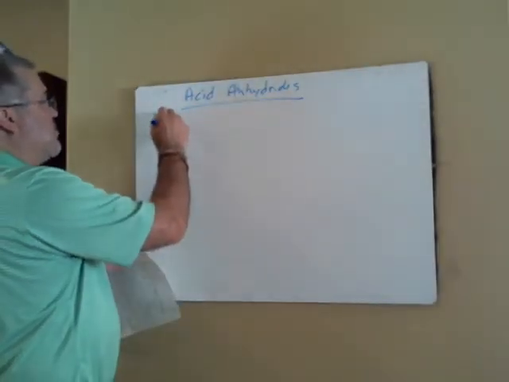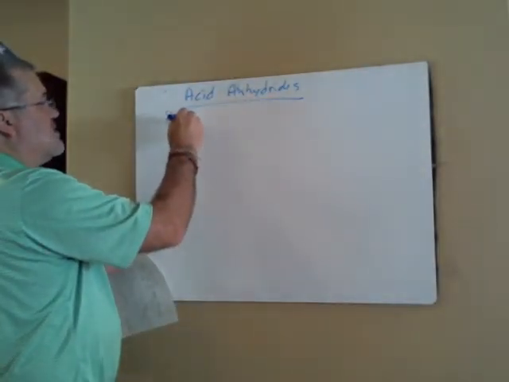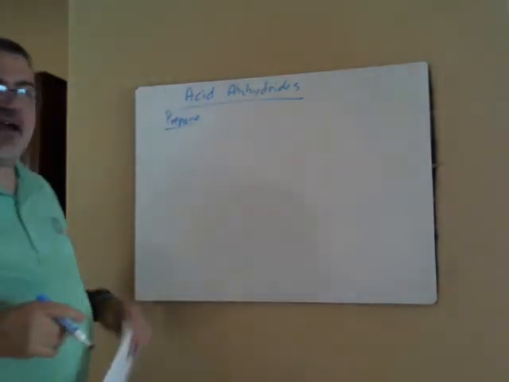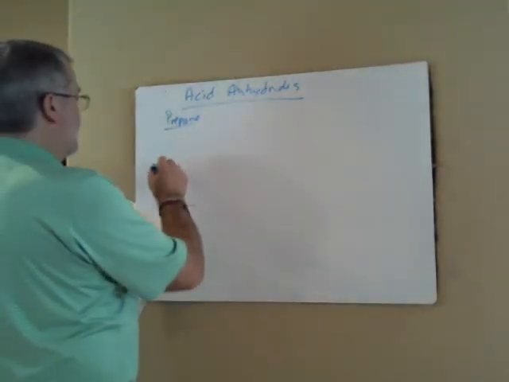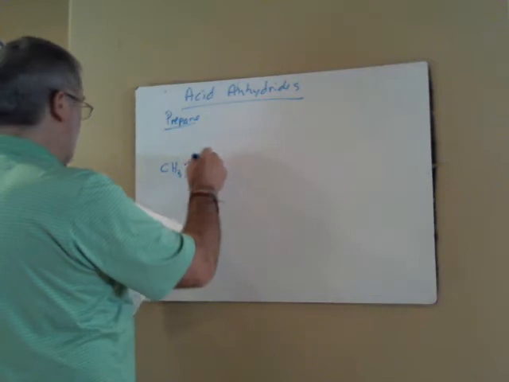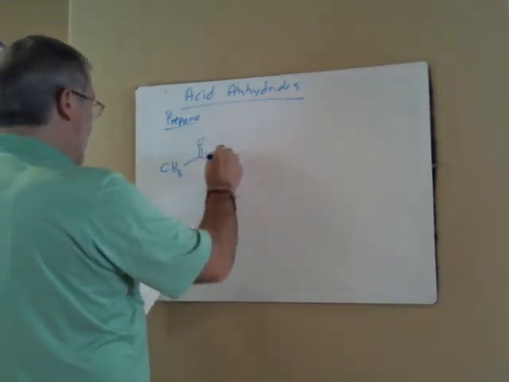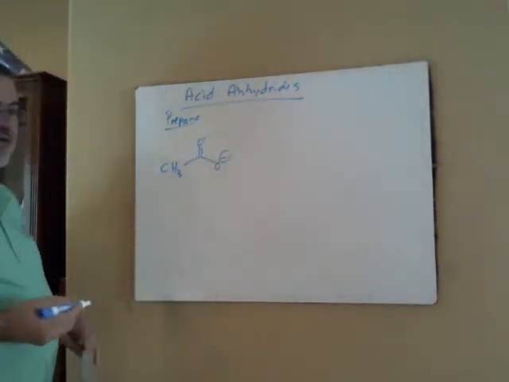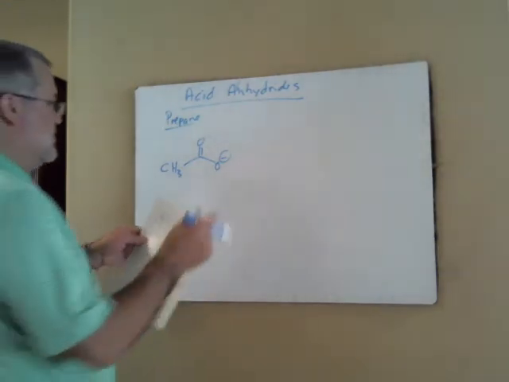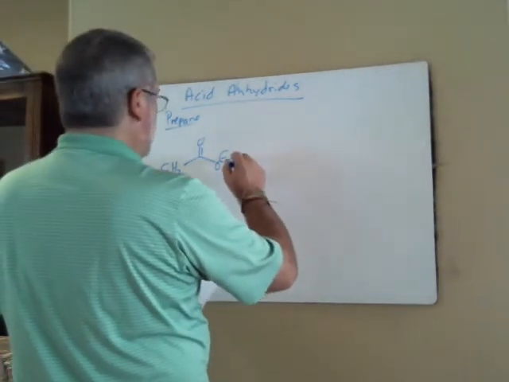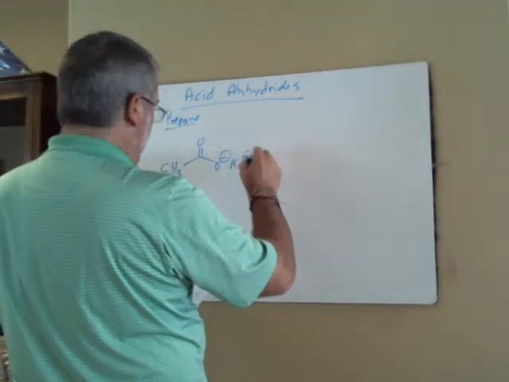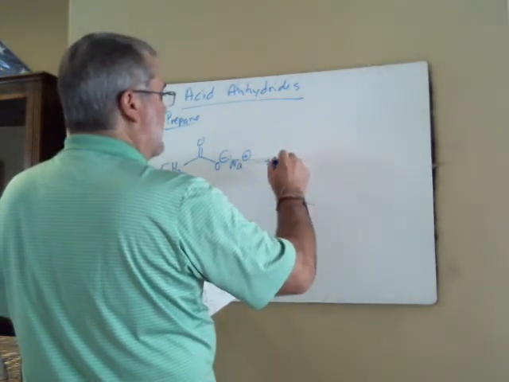How are you going to prepare an acid anhydride? Well, one of the easiest ways is to take a carboxylic acid that's been converted to the carboxylate, and you're going to react it, and I'll put the counter ion there. You're going to react it with the acid chloride.